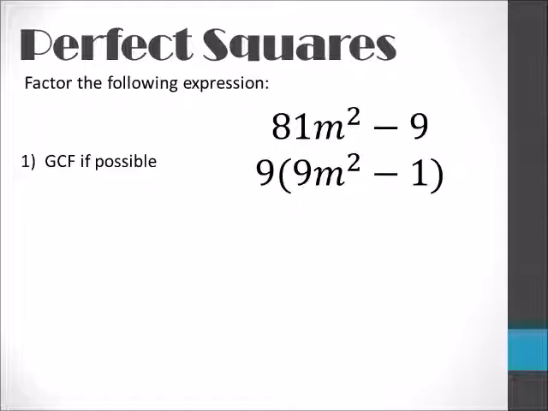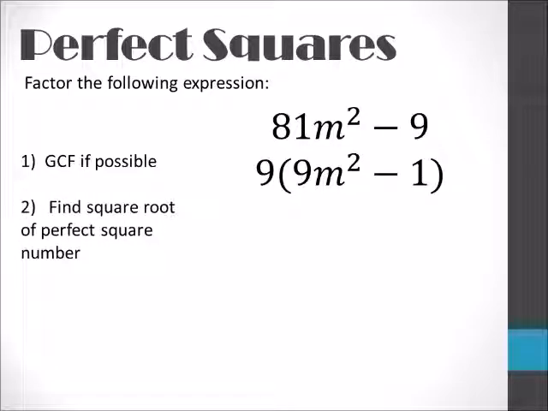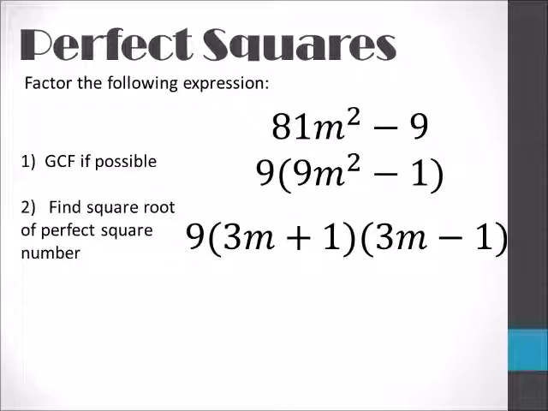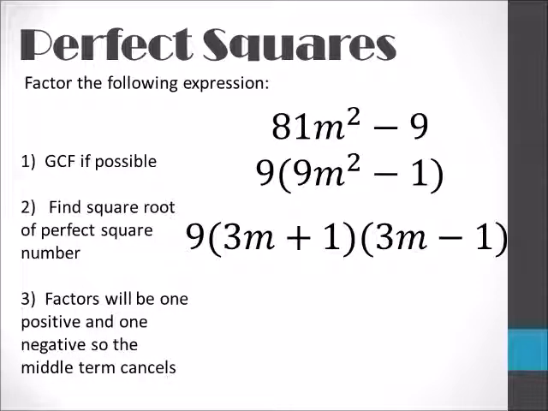Remember, whenever you are factoring perfect squares, it must have a negative constant, as well as two perfect squares. 9 and 1 are both perfect squares. So now we are going to find the square root of each. The square root of 9m squared is 3m, and the square root of 1 is 1. So that will leave us with the expression 9 times 3m plus 1 and 3m minus 1. Remember, each factor will have a different sign. One will be positive and one will be negative so that the middle term cancels out.